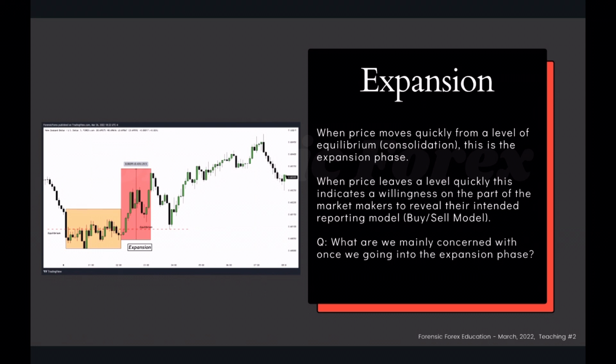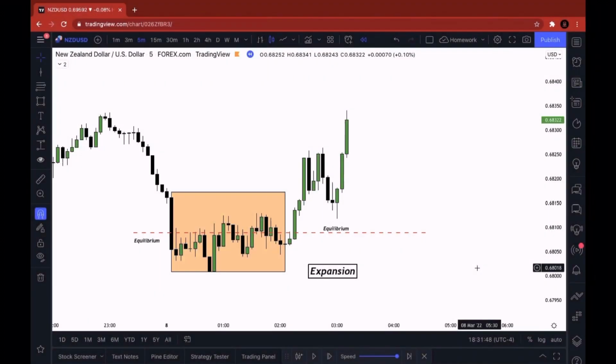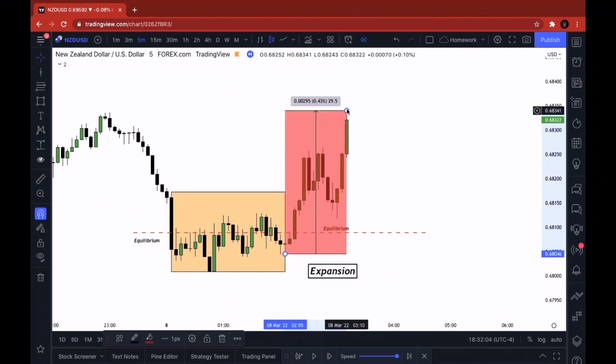Now we're going to look at an example on the left of what an expansion phase looks like. Here you are witnessing the expansion phase. So after price is being held in a holding pattern, what we essentially said is a consolidation pattern, which is here on the left in the box, you see that price rallies from this low up to this high, displacing quickly away from an area where price was being held in a tight range. That is the expansion phase.